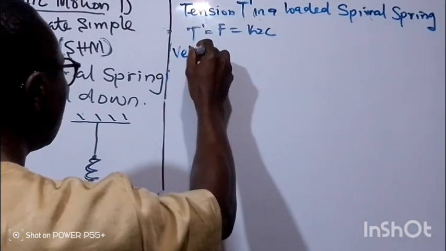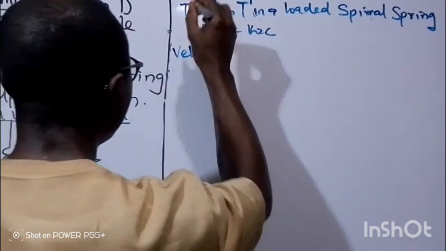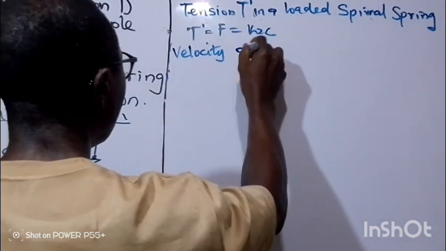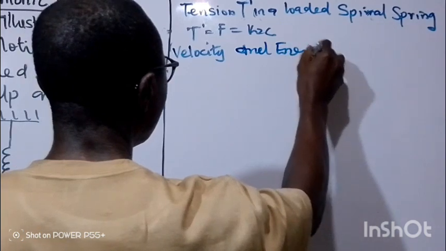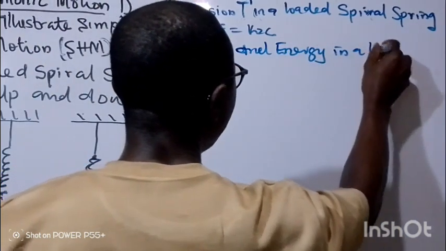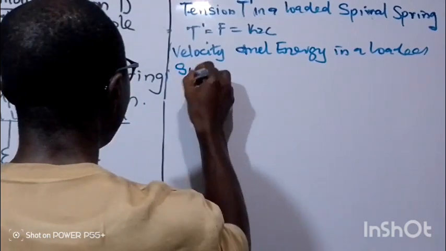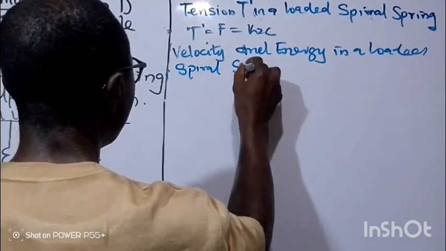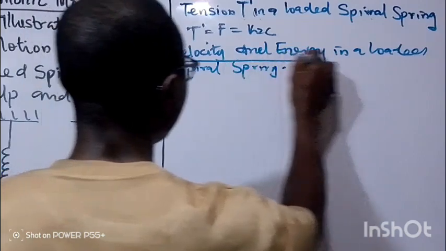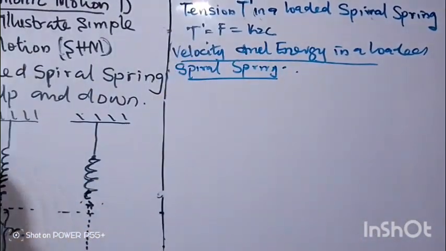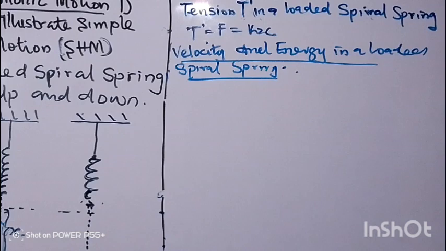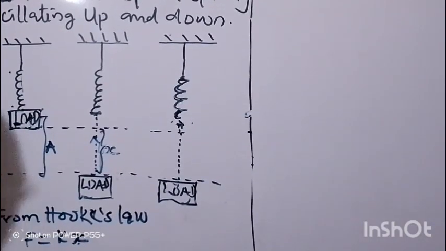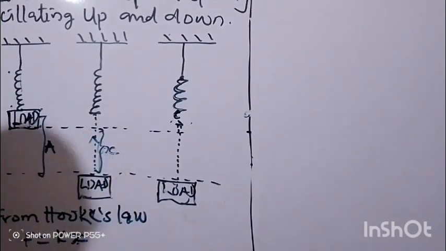Velocity and energy in a loaded spiral spring. Now, under the velocity, we need to consider the motion of this loaded spiral spring. We've said from here to here is amplitude, and from here to here is displacement. And when it is moving up and down, that is another case entirely.